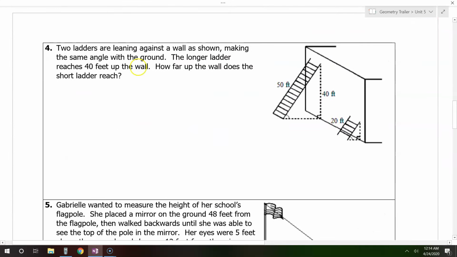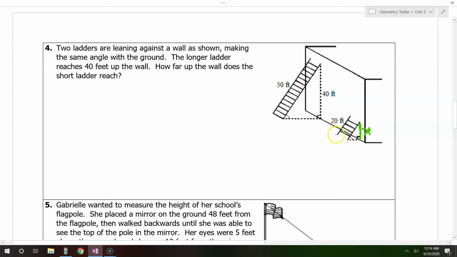Okay. 2 ladders are leaning against a wall as shown, making the same angle with the ground, whatever this angle is right there. The longer ladder reaches 40 feet up the wall, so this vertical height is 40 feet. How far up the wall does the short ladder reach? We're looking for this little height right here. I'm going to use green this time. I'm going to put an X here.